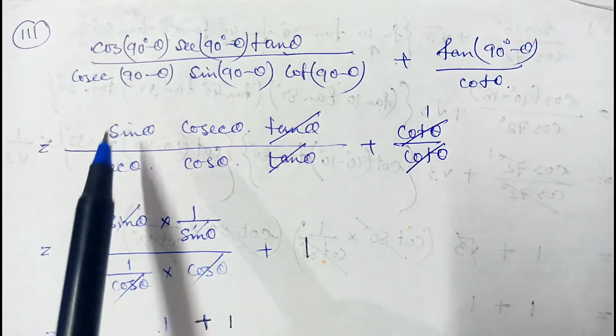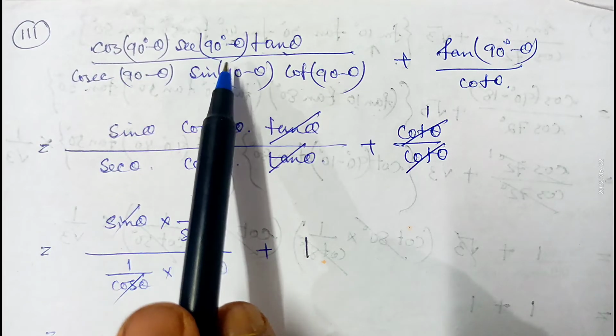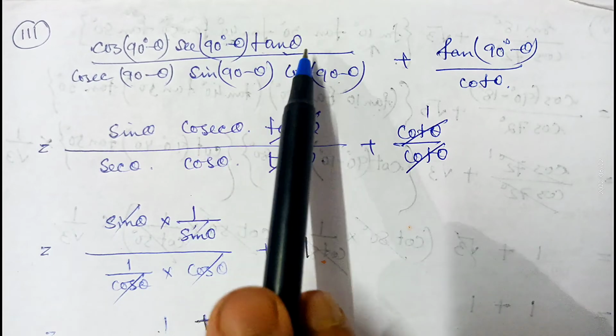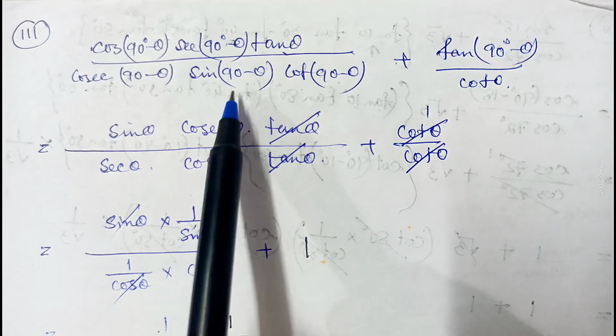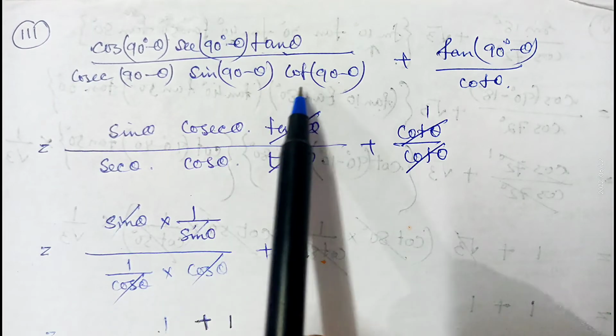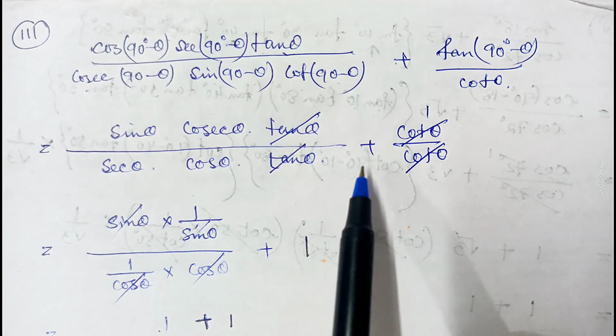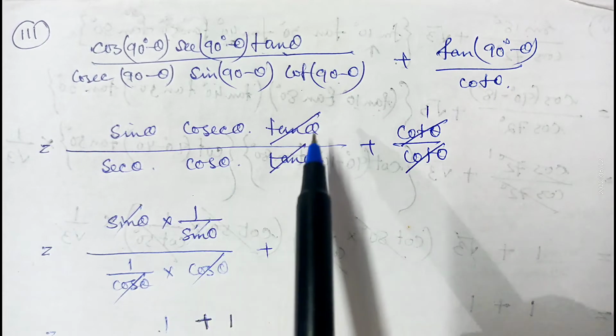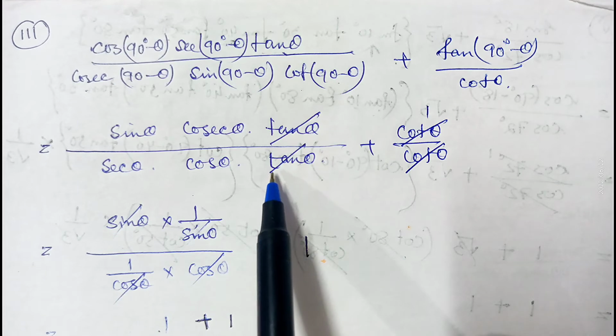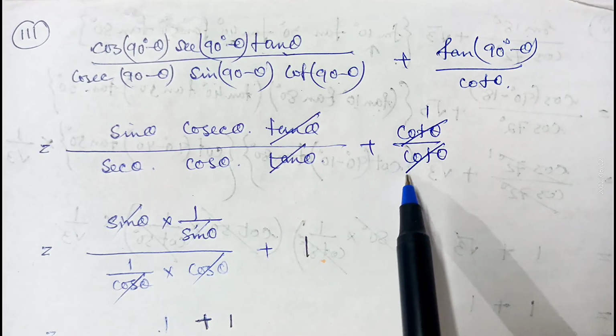Here cos of 90 minus theta is sine theta, sec of 90 minus theta is cosec theta, cosec of 90 minus theta is sec theta, sine of 90 minus theta is cos theta, and cot of 90 minus theta is tan theta, plus tan of 90 minus theta is cot theta by cot theta. This tan theta and this tan theta can be cancelled. This cot and this cot can be cancelled.